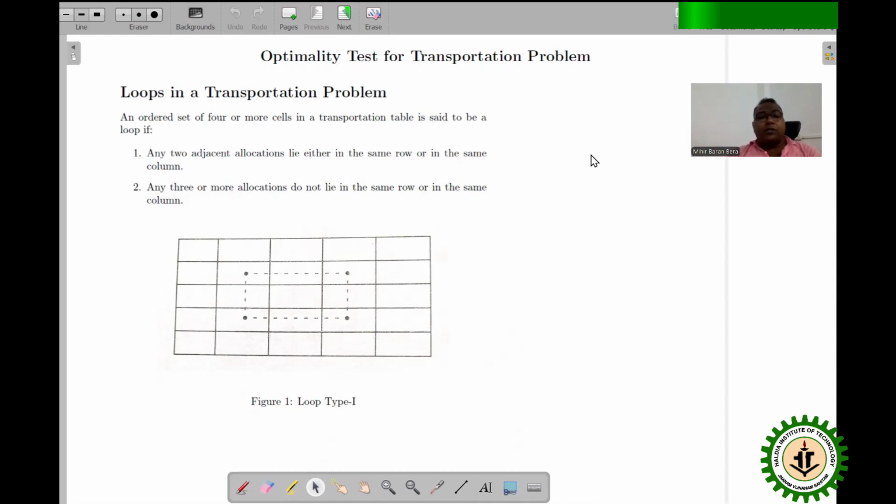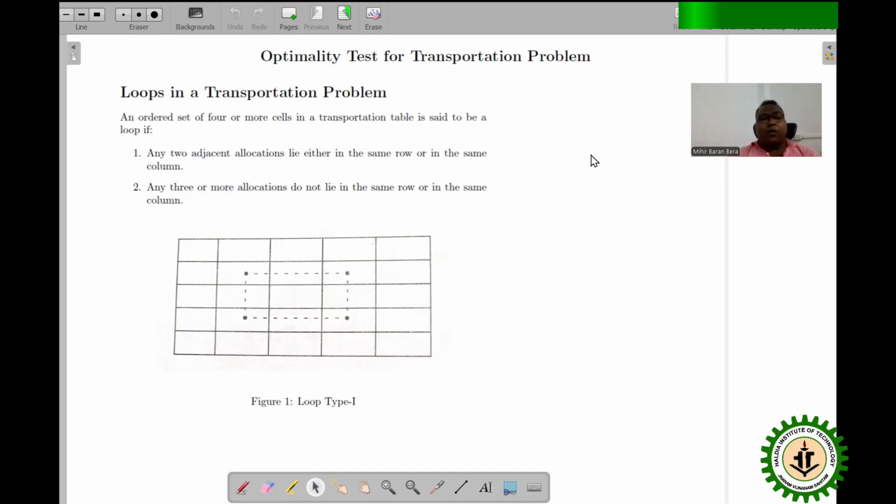Okay, my dear students, in the previous lecture, I went through the optimality test of the transportation problem. Here we have seen how we find the solution of a transportation problem by the Vogel's approximation method, and after that, how the optimality test is done by the MODI method.